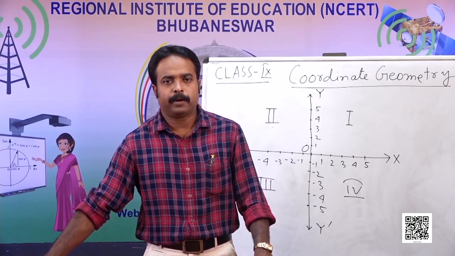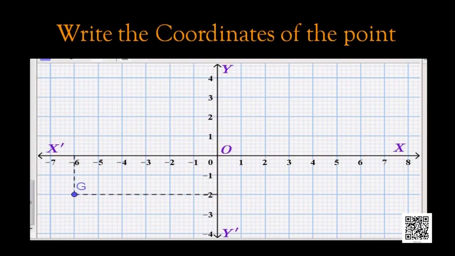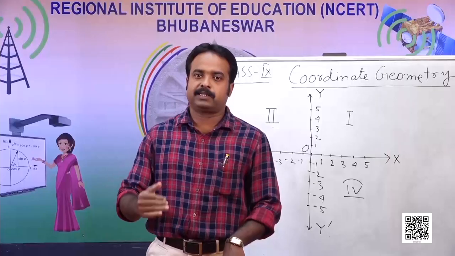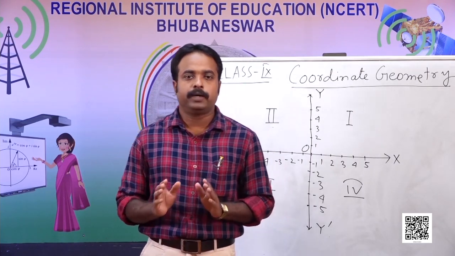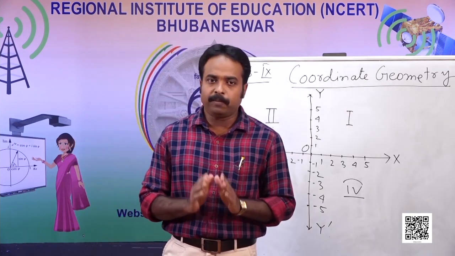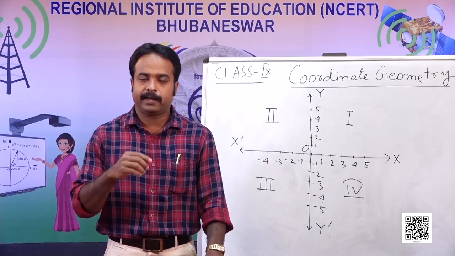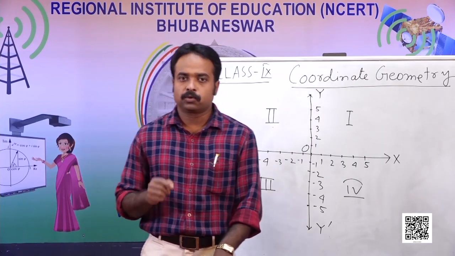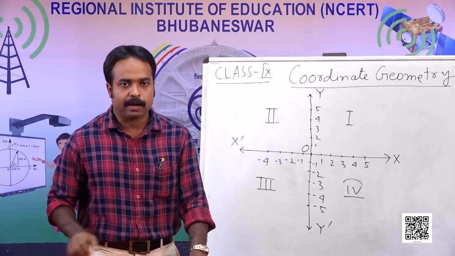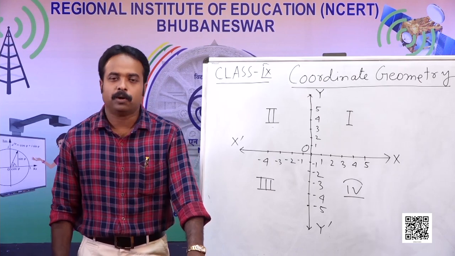So the distance of the point G from the x-axis is 2 units and the distance of the point G from the y-axis is 6 units and both are in the negative directions. So the coordinates of G are -6, -2. Both directions are negative, so it belongs to the third quadrant. In the third quadrant, x is negative as well as y is negative. So the distance of G from the y-axis is 2 units. Therefore the x-coordinate will be -2, and the distance of G from the x-axis is 6 units. So the y-coordinate is -6. Therefore the coordinates of G are -2, -6.